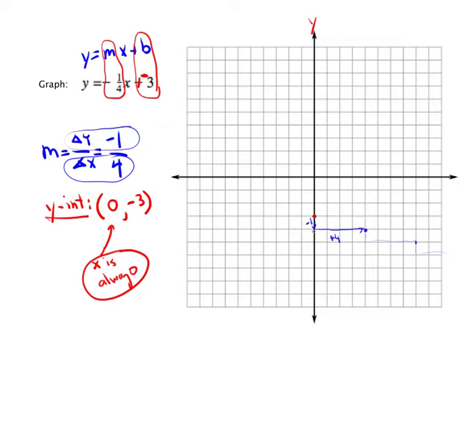Left 4 and up 1. Put a point there. Left 4 and up 1. Left 4, and I'm off the graph. So these are my 2 points that I'm going to use to graph this line.